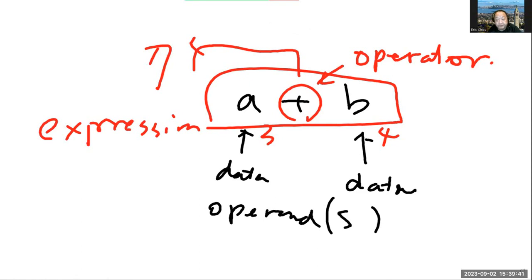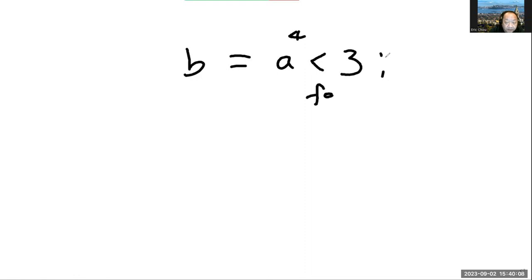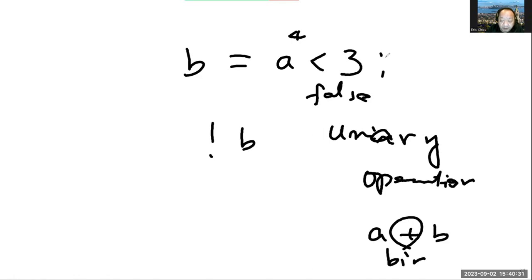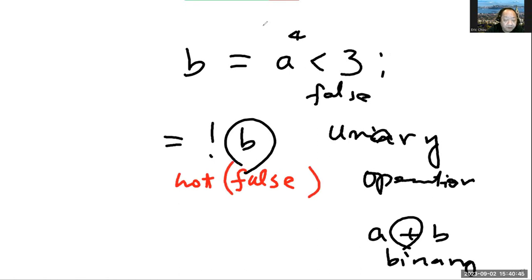Any questions so far? No question? This is simple, right? But we do have, say we have Boolean condition equals A less than 3. Let's assume A is 4, and Boolean will store a false value, right? So not B. Not B, this one we call it unary, U-N-A-R-Y, unary operator. Unary operator means that it's not like A plus B. We call that a binary operator. Unary operator, we just have one operand, and the value would be the negation of the false. So not false, you get true.